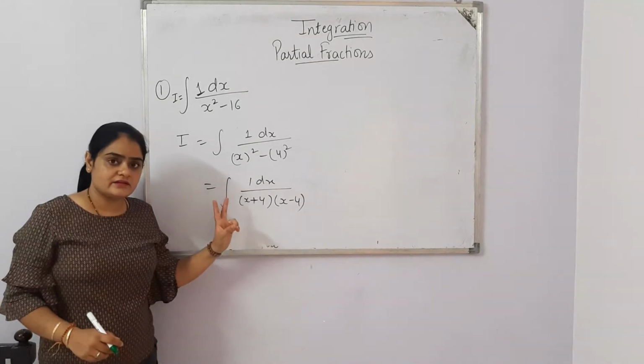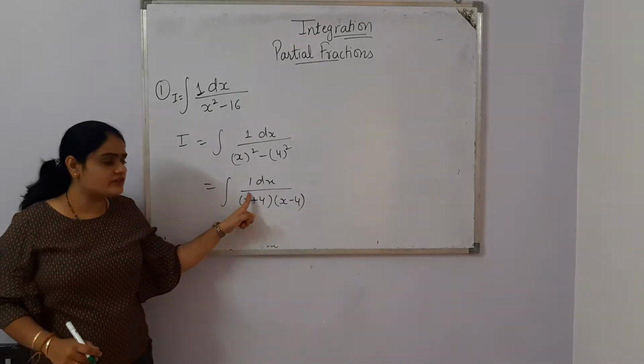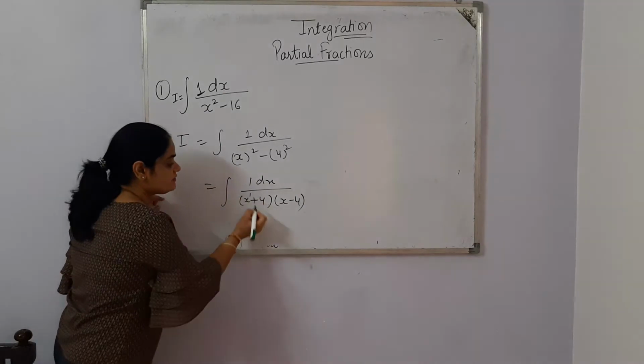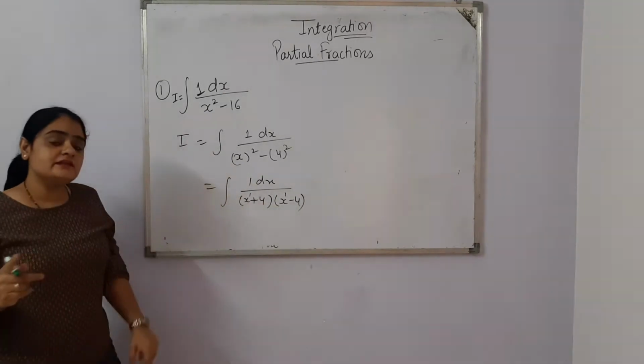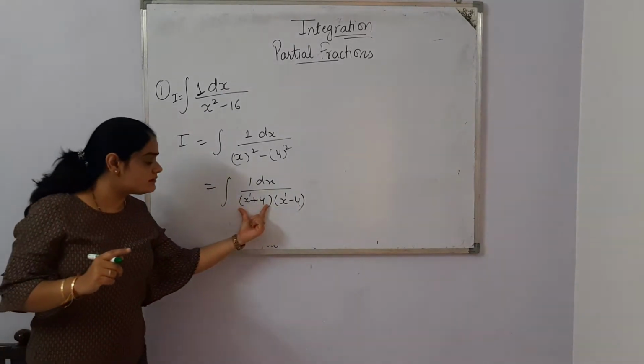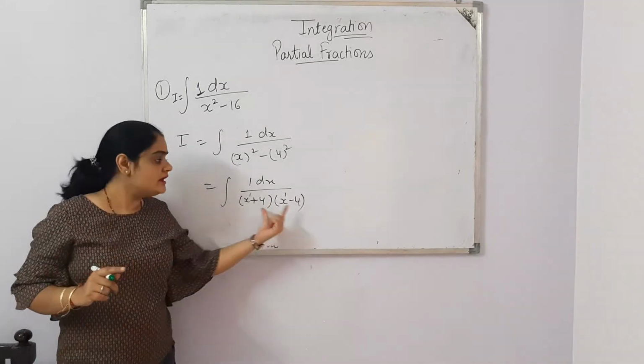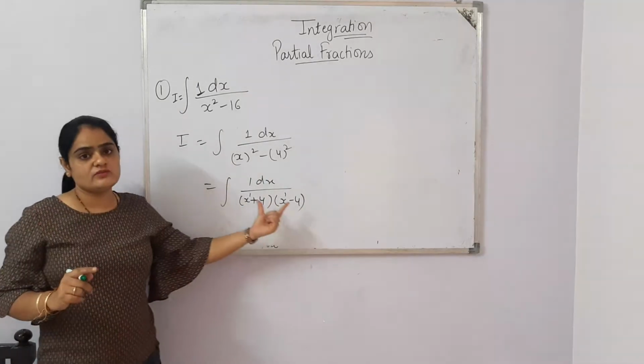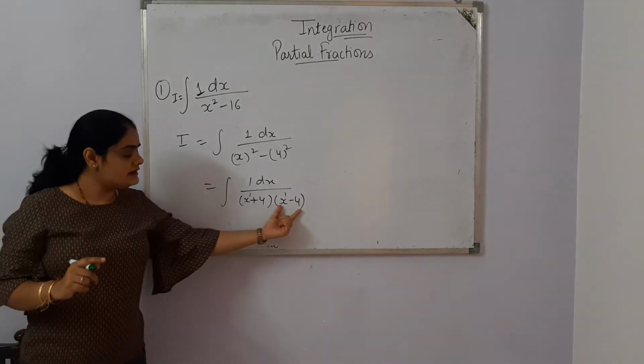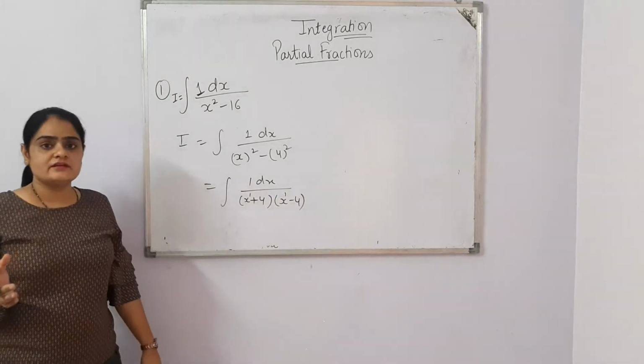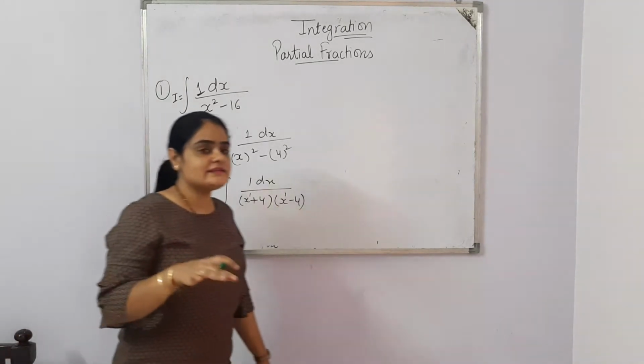a linear factor. Linear factor means x's power should be 1. Here x's power is 1, here x's power is 1, and it is non-repeated. The first factor is x plus 4 and the next factor is x minus 4. Of course, both the factors are different here. So now we'll apply the second rule here.